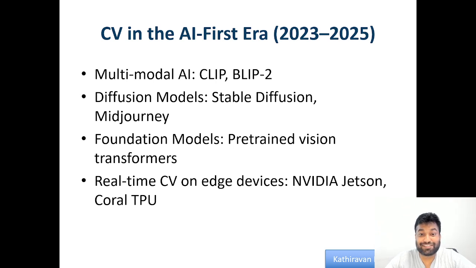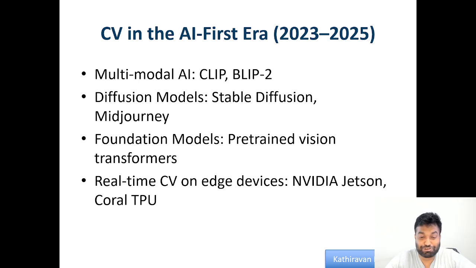Now, CV in the AI-first era, from 2023 to 2025. There were two big shifts. One is that multimodal AI came into the picture, so we have CLIP, BLIP and those kinds of models. We also have generative models such as diffusion models, like Stable Diffusion and latent diffusion models. And we have some foundation models, like pre-trained vision transformers.